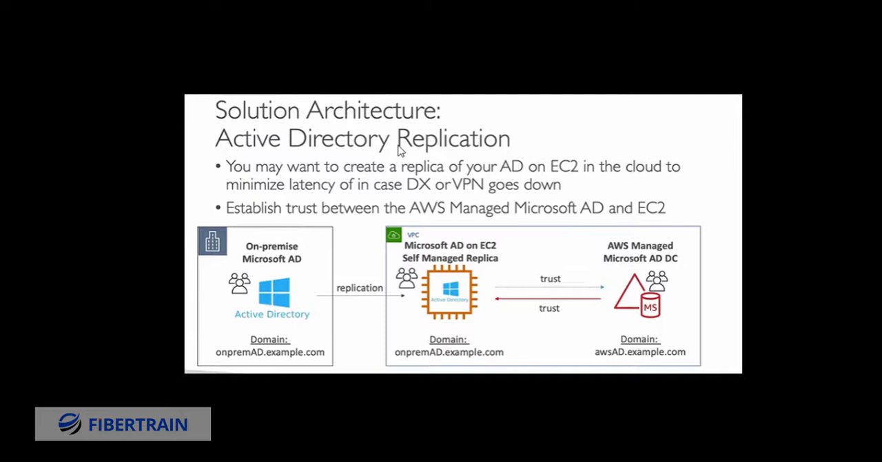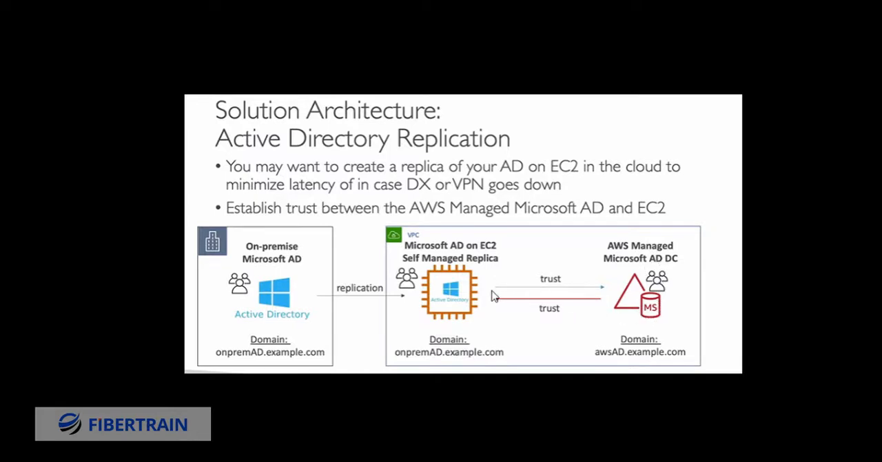If you are preparing for AWS Certified Solutions Architect Associate, you need to know how to configure replication between the on-premises AD and the AWS managed Microsoft Active Directory. So what we are going to do is this. We already have an on-premises AD, but we want to have it replicate data to the AWS managed Microsoft AD, which is not going to be possible.